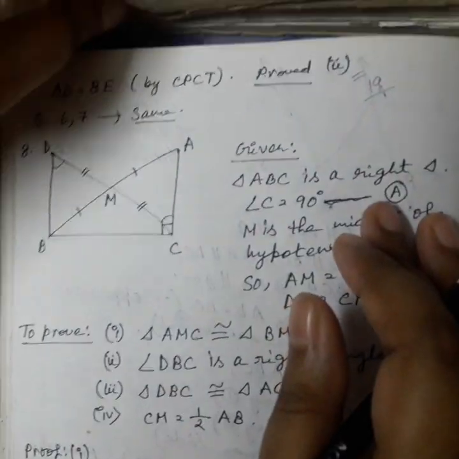In the previous class we started exercise 7.1, and up to question number 7 we have done. Today we will do the last question of that exercise, question number 8. Just see the copy. I'm explaining the information that is given.